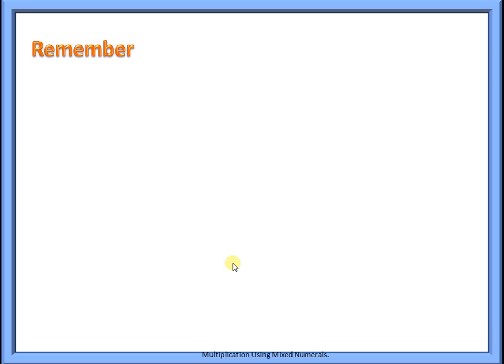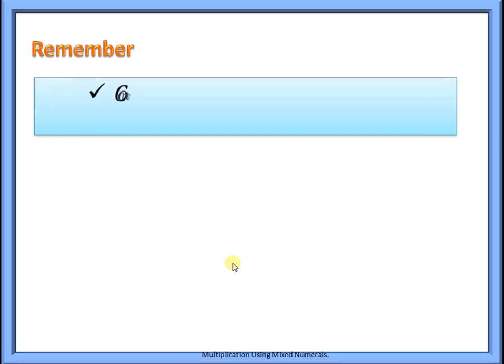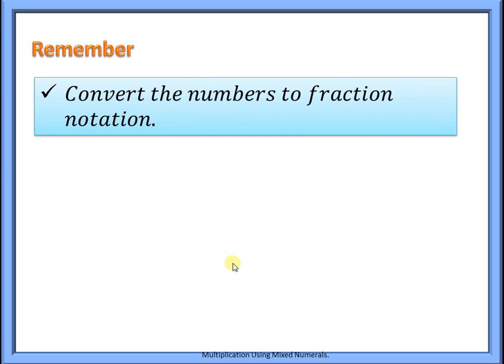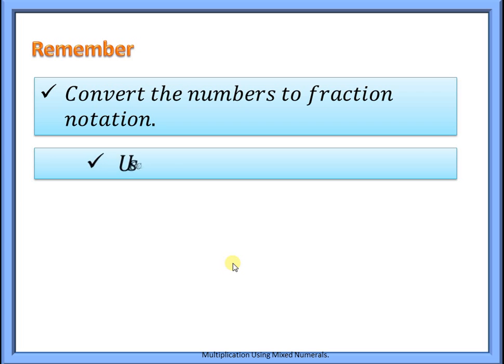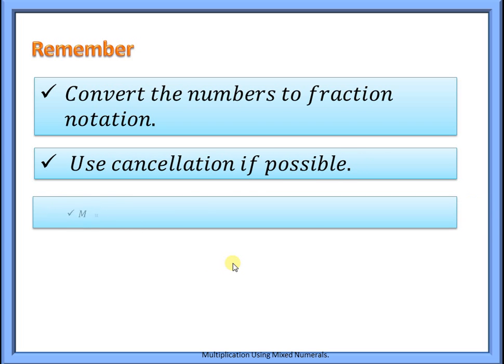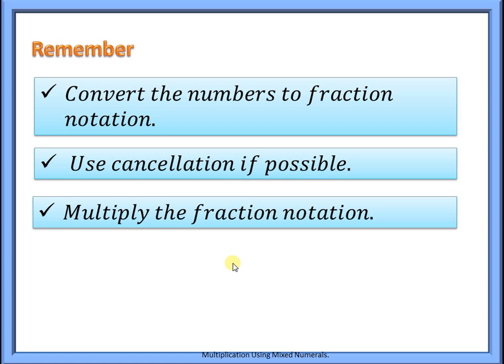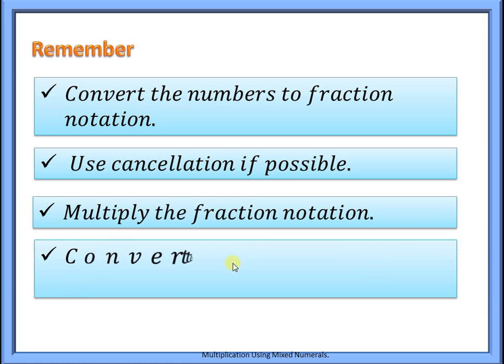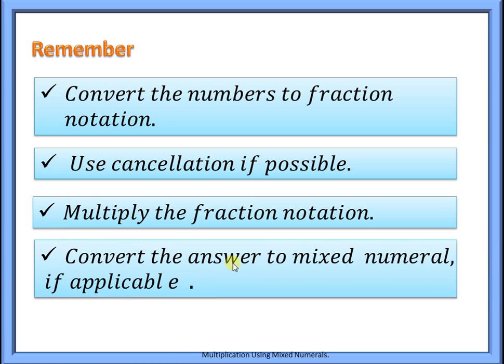Remember the following when you are multiplying with mixed numerals. Convert the mixed numerals to fraction notation. Use cancellation if possible. Multiply the fraction notation. Convert the answer to a mixed numeral if applicable. Actually, there's a first step: make sure it's always in a simplified form.